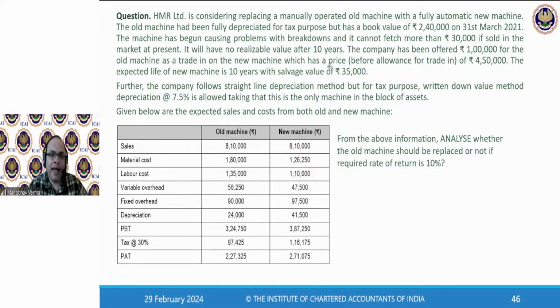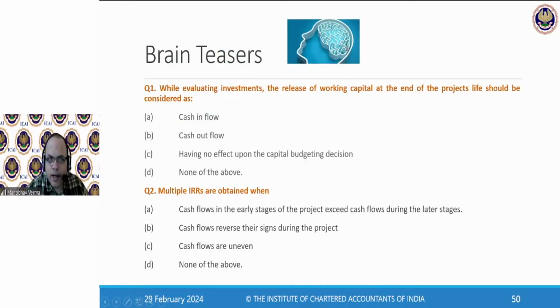Now, before I go to the next bigger question, let's see how you guys are doing in terms of your concepts. Let's have a quick couple of MCQs. So here we go with a couple of MCQs, wherein you are to mention question number one or question number two with your answers, guys. Let's see.